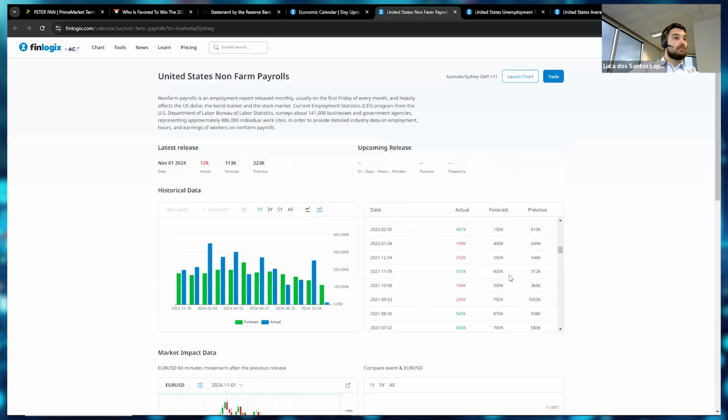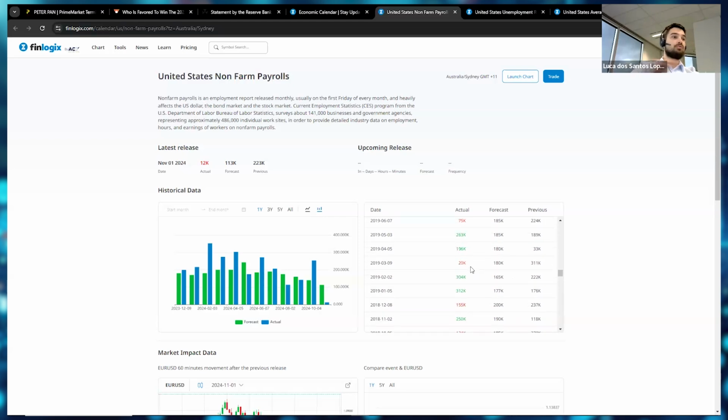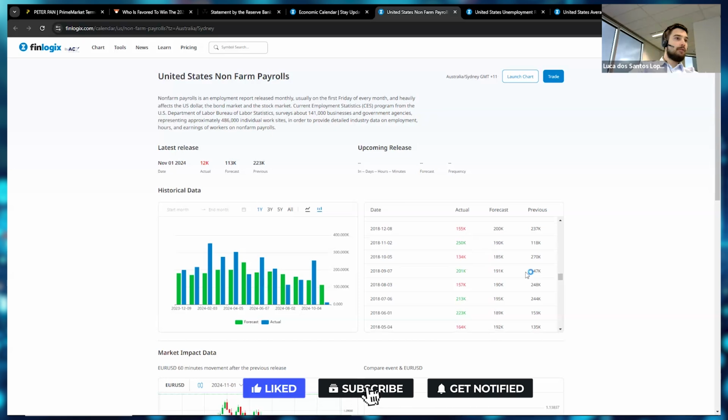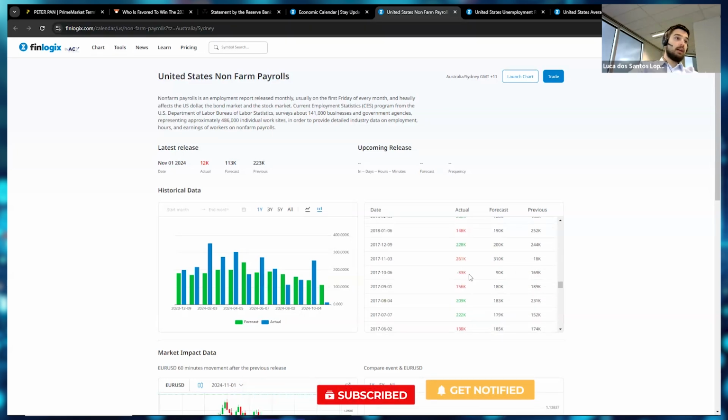I really don't know when we saw such low numbers like that for this month after the pandemic. All right, I'm just browsing right now. You guys can see here that the smallest number was 20K, on the 9th of March of 2019. Before that, we had negative 33,000.